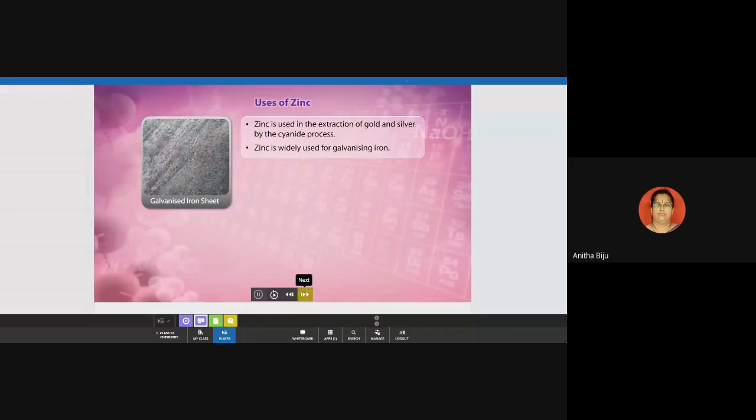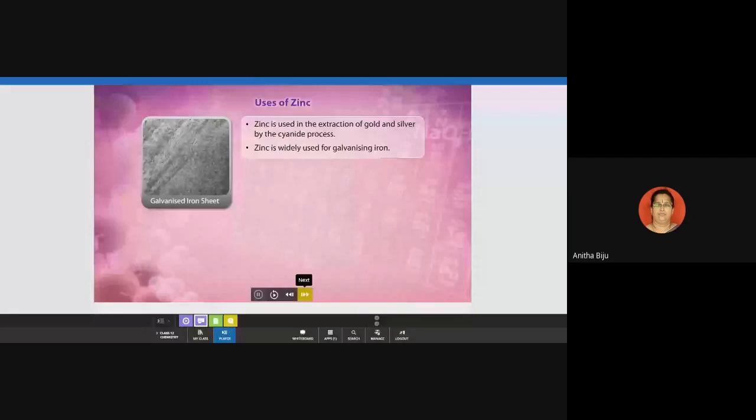Can you say another name of the cyanide process? Anyone? I will give the clue. It functions in the second stage of extraction, concentration of the ore. One more name it has. And zinc is used for gold and silver only. Anyone? It is used in the leaching process. Only one concentration process, which is a chemical process. Okay. And next one is used for galvanization of iron.